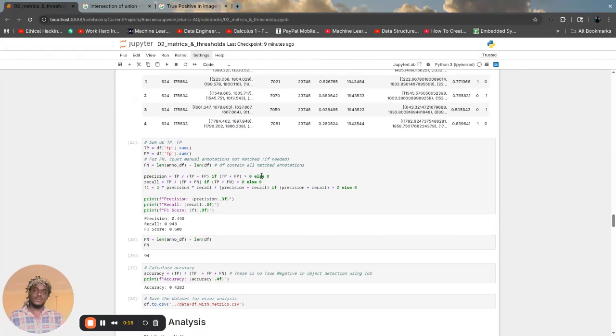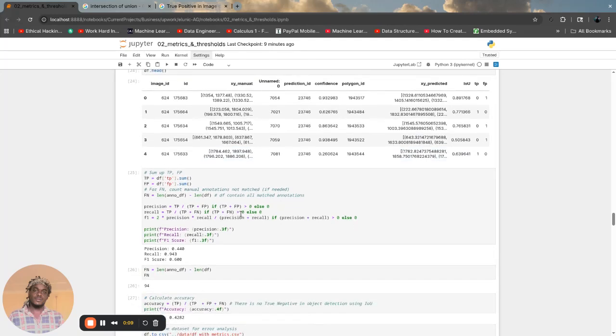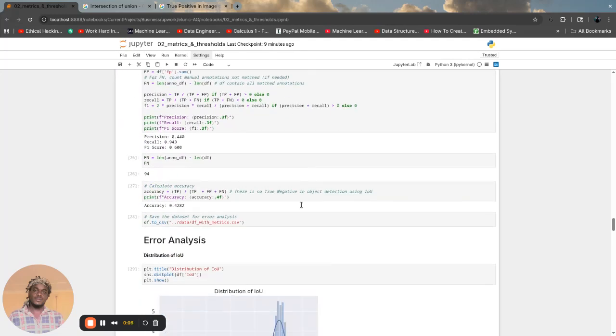Okay, as you can see, I had to remove some columns.